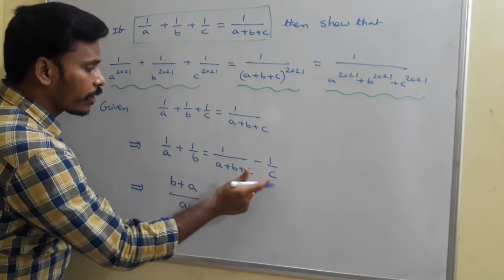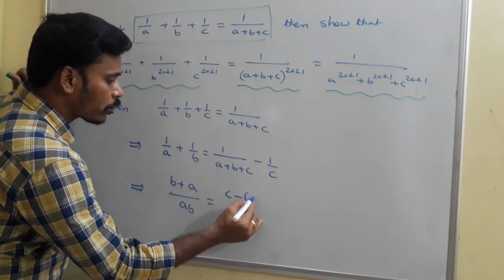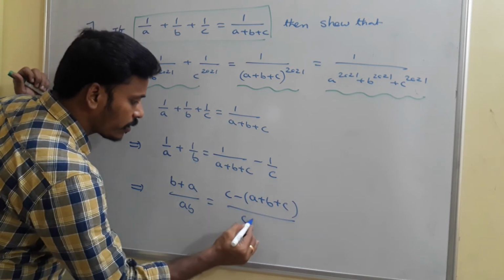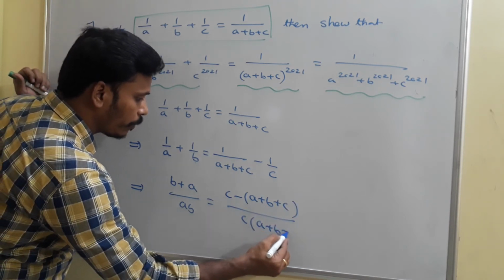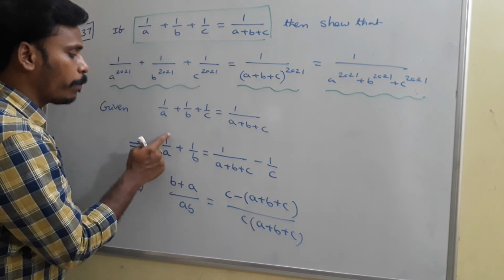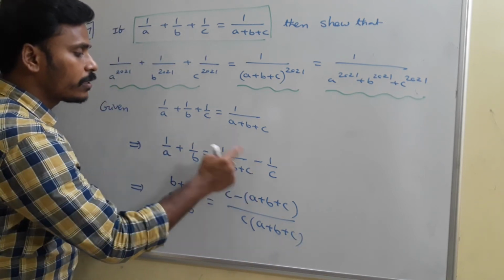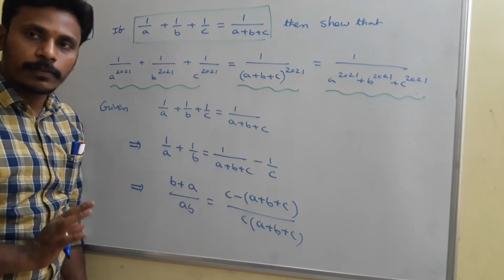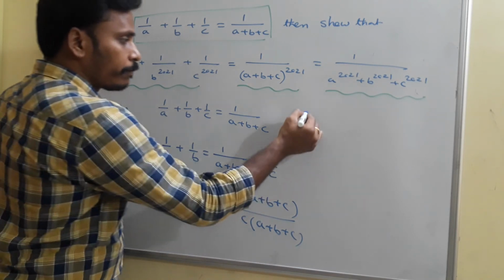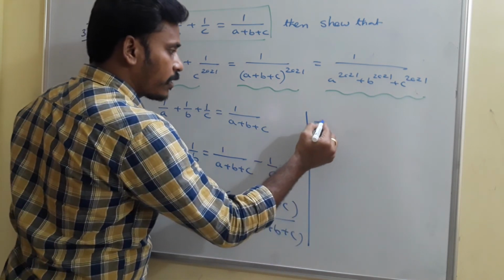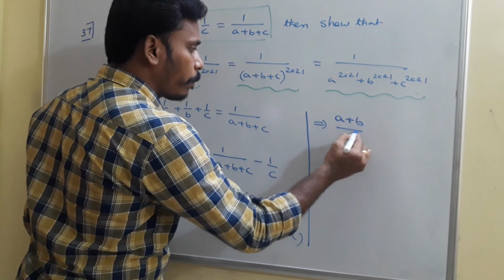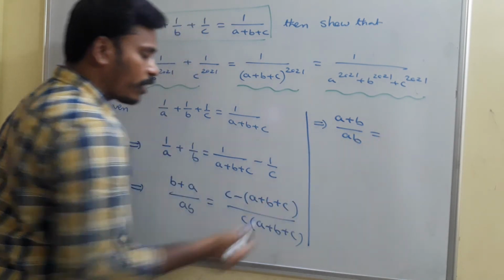And this side, c minus of a plus b plus c divided by c times of a plus b plus c. Just by taking the LCM, b plus a by ab, c minus of this a plus b plus c by c into a plus b plus c. Okay. And the next step, this implies left side is directly a plus b by ab. Then what do you say about the right side?